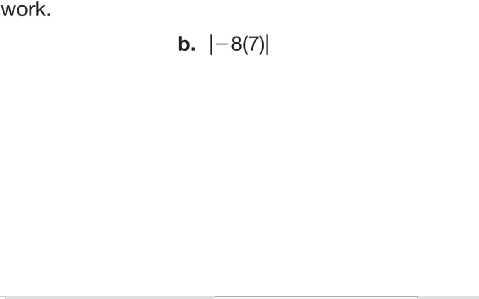The next one's, what's the absolute value of negative 8 times 7? And again, the absolute value symbol is a grouping symbol, so I'm going to evaluate that first. Negative 8 times 7 is negative 56. So this is the absolute value of negative 56. And when I evaluate that, the absolute value of negative 56 is 56.